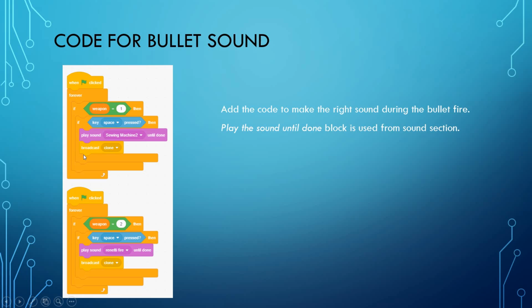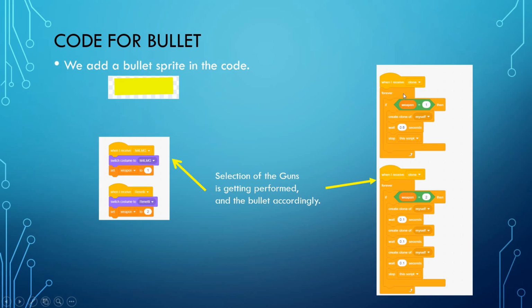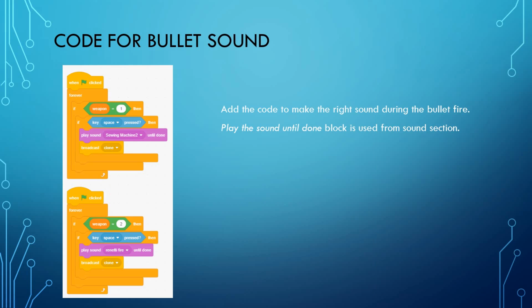Then you can see broadcast clone. If it receives clone, it will just make a clone of itself, wait 0.6 seconds, and stop the script to avoid incorrect firing of the bullet.